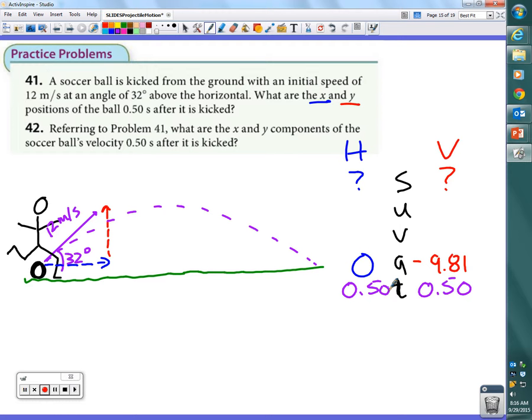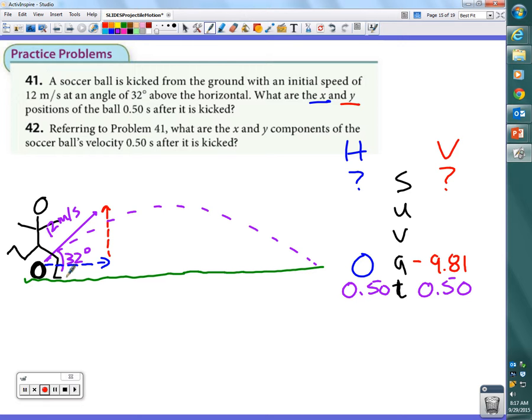For the SUVAT equations, how many pieces of information do we need to know in order to use them? We need to know 3. How many do we have right now? 2, right? Austin, go ahead. We can do velocity. Let's talk about this triangle that I drew at the very beginning of this problem, okay? This 12 meters per second at an angle of 32 degrees above the horizontal. Is that a horizontal velocity? No. Is it a vertical velocity? No. It is a resultant velocity, okay? It's the combination of the horizontal and vertical.